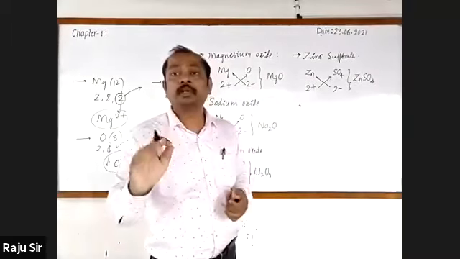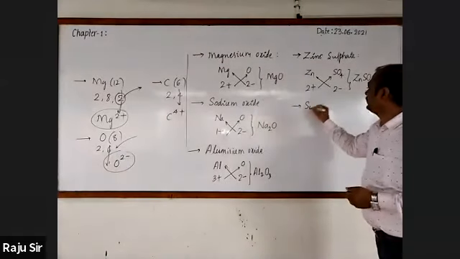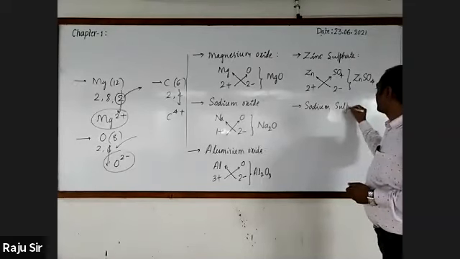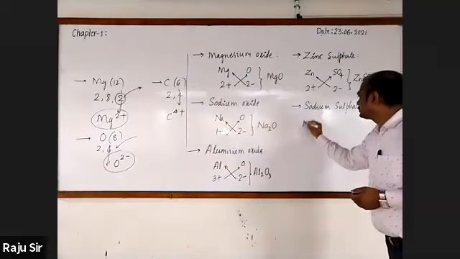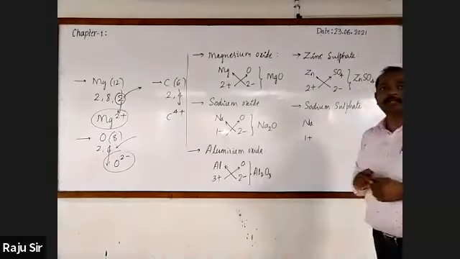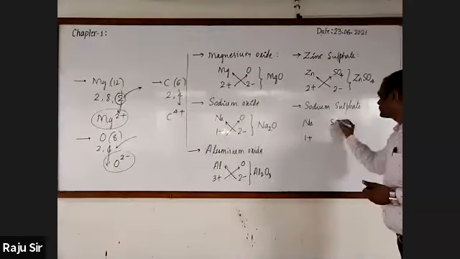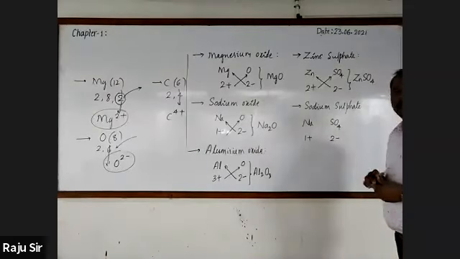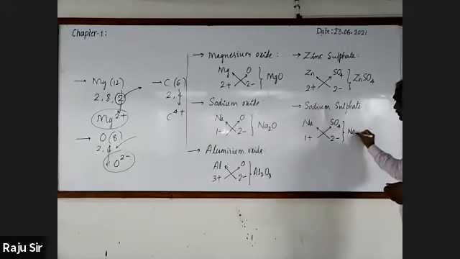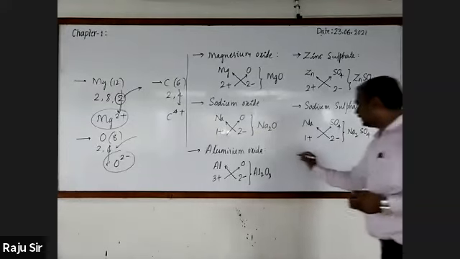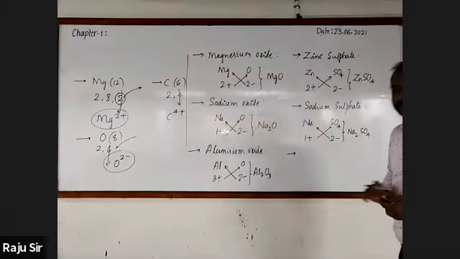Then next one, I'll take sodium sulfate. The ions that are involved are the sodium ion, written as Na1 plus, and the sulfate ion, SO4 2 minus. Crossing over charges, you can write the chemical formula of sodium sulfate as Na2SO4. Got it?